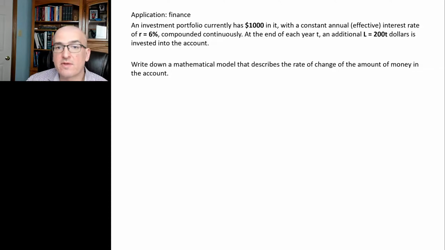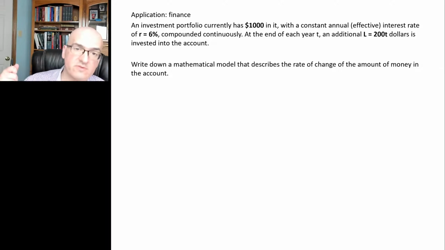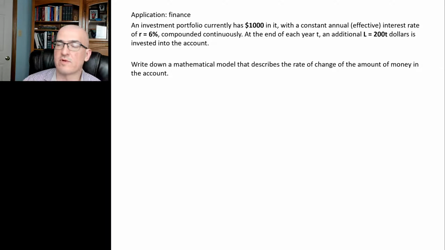Okay, another example. An investment portfolio currently has $1,000 in it. Constant annual effective interest rate of 6% compounded continuously. At the end of every year t, an additional $200 is invested into the account. So every year, it's not a constant amount of money. The amount of money that's being deposited is increasing. So in the first year, they throw $200 on top, whatever is in there. And then the second year, they throw $400, 200 times 2, and then $600 and $800.